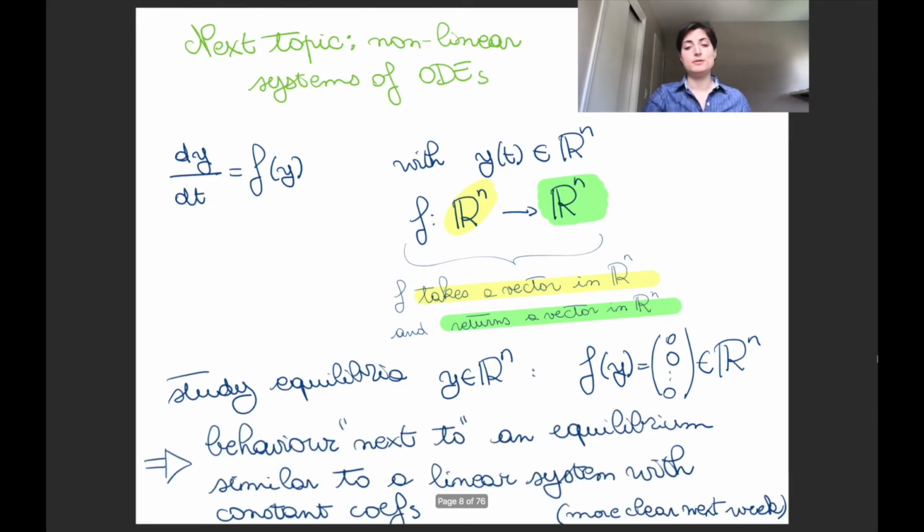And what happens is that we're going to be more clear next week about it, but the behavior next to an equilibrium is similar to the behavior of a linear system with constant coefficients. The idea is that if you're close enough to the equilibrium, the only thing you notice is something constant, and it behaves like a linear system. But again, this is a bit hand-wavy, and it's got to be made a bit more precise next week. But this justifies going back and reviewing all the types of equilibria that we have seen in the context of linear systems.